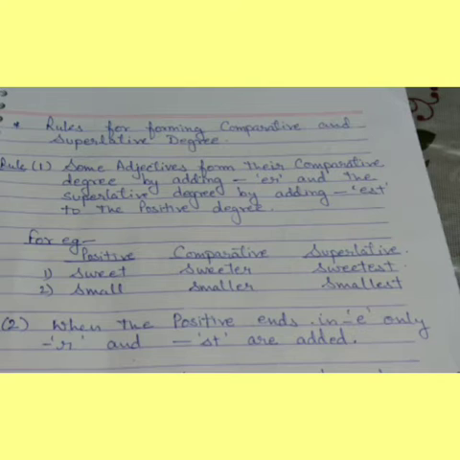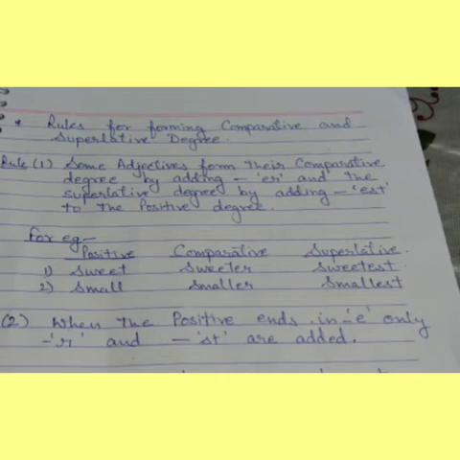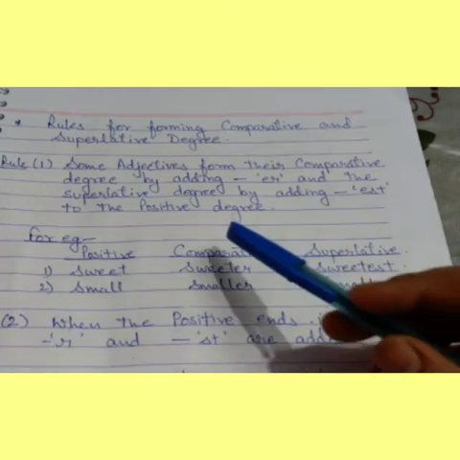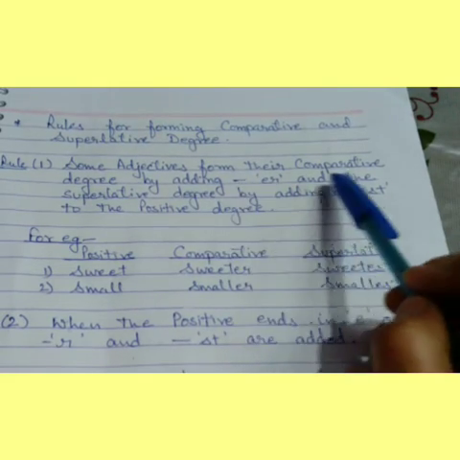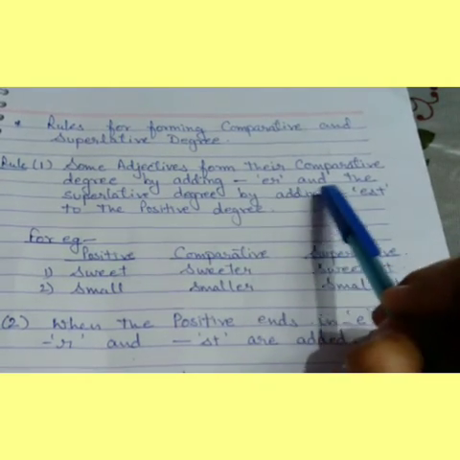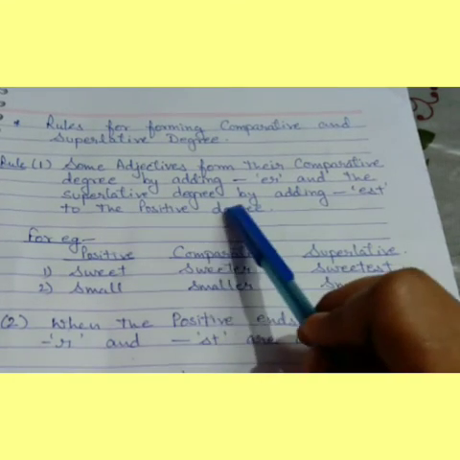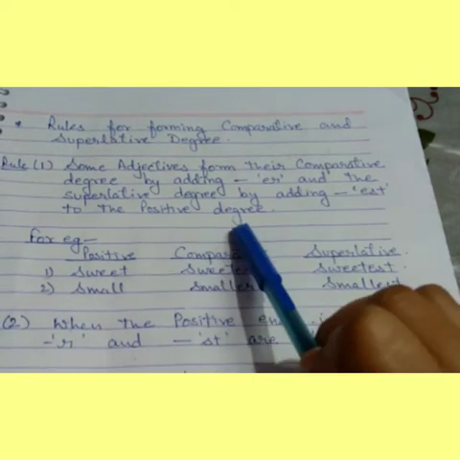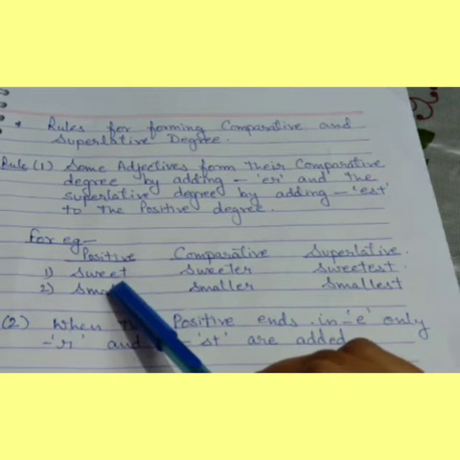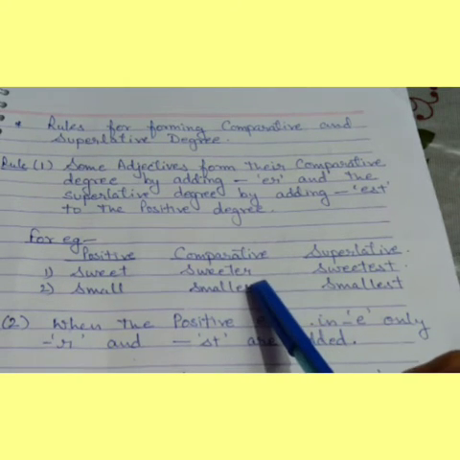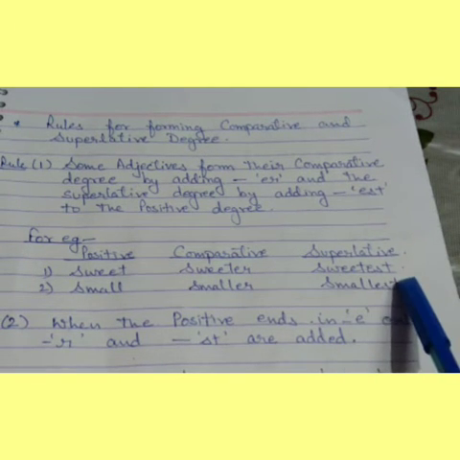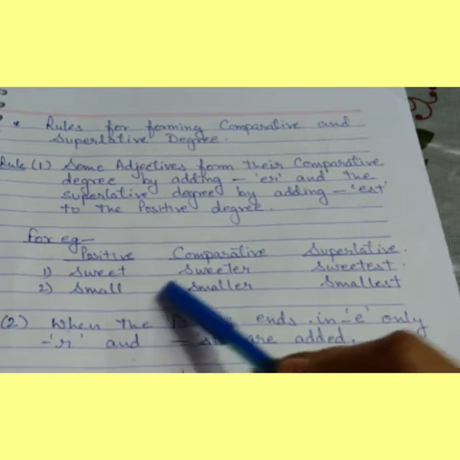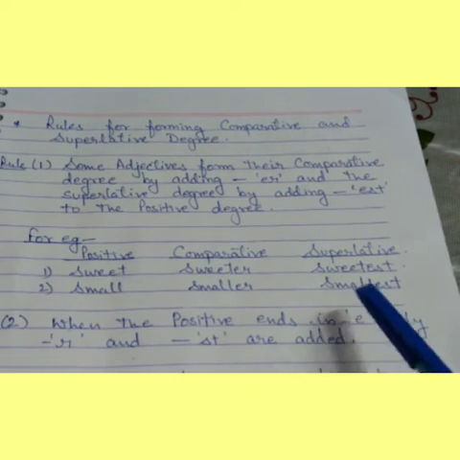there are some rules to form comparative and superlative degree from the positive degree. So I have written here some rules. See here, rule number one: some adjectives form their comparative degree by adding er and the superlative degree by adding est to the positive degree. See the example: sweet, positive. To make the comparative you have to add er, and for the superlative est is added to the positive sweet. So sweet, sweeter, sweetest; small, smaller, smallest.